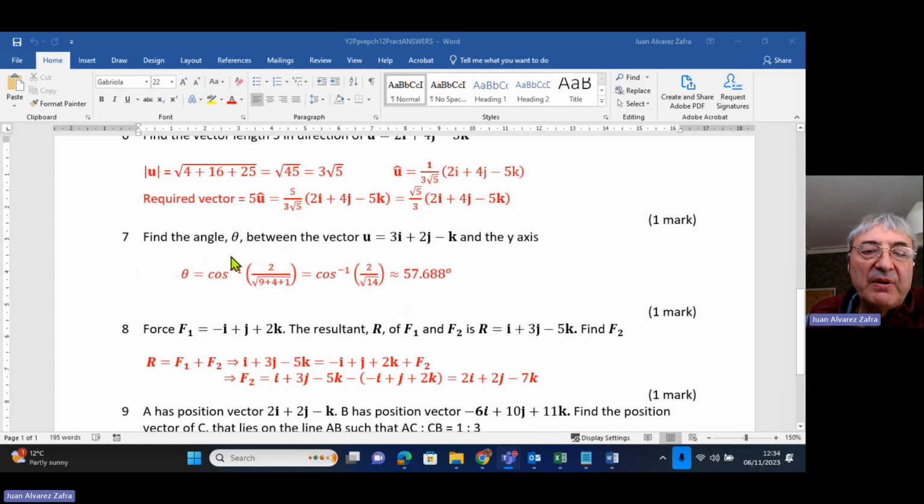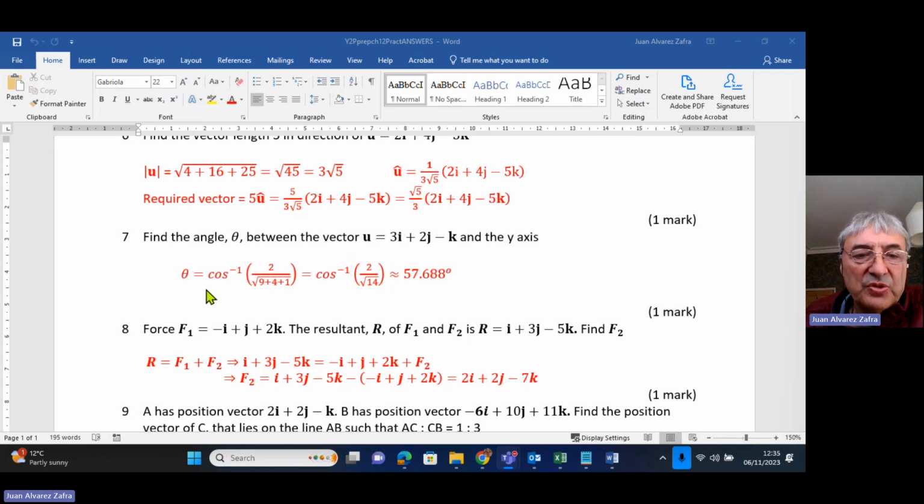Question 7, find the angle between the vector u, 3i + 2j - k, and the y-axis. For the A level, you need to be able to work out the angle between any vector and either the x, y, or z axes. There's a formula for it, which I'll go through, but just to note that this is obtained from something called the dot product, which is not required in the specification for the Edexcel or Pearson A level, but is well worth knowing, and so it's probably worth me going over the dot product in general, even though it's not required, because it does include this result.